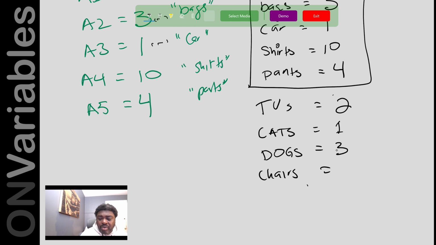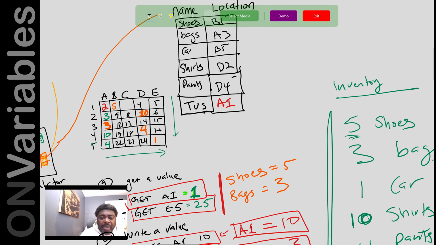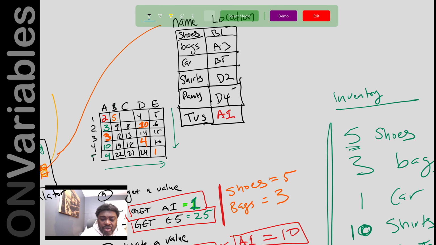Chairs equals 14. Right? So now we have cats, we have dogs, we have chairs. So we go back over here, and as you can see, there's no location for cats. So I'm going to add my cats, and then I'm going to ask, is there something in A1? Yes, so I can't put it there.